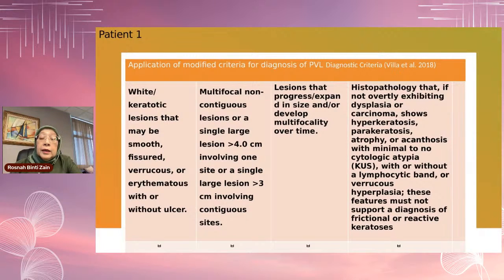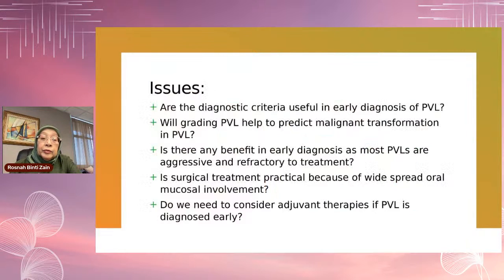So by now we are quite confident that this is proliferative verrucous leukoplakia, and of course, if we had not considered the criterion that it must start with a benign leukoplakia, then we would already have been confident even if using Hansen's criteria. Next. Therefore, the issue here: are the diagnostic criteria useful in early diagnosis of proliferative verrucous leukoplakia?